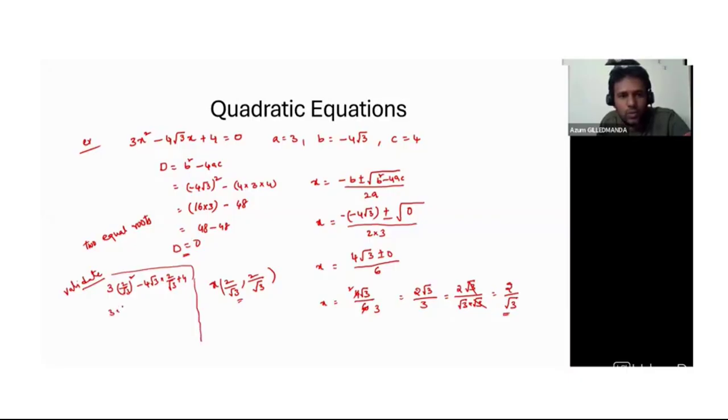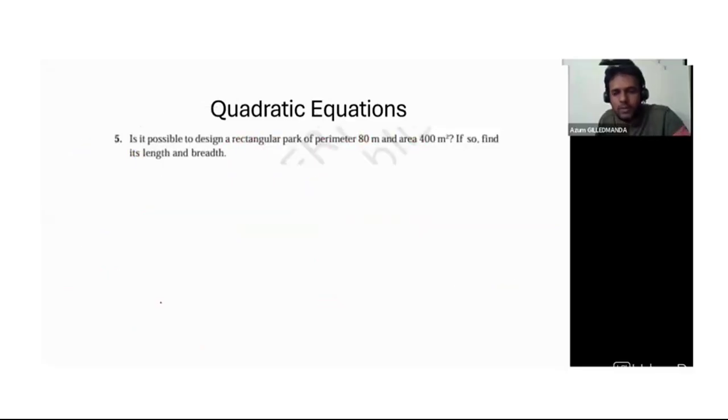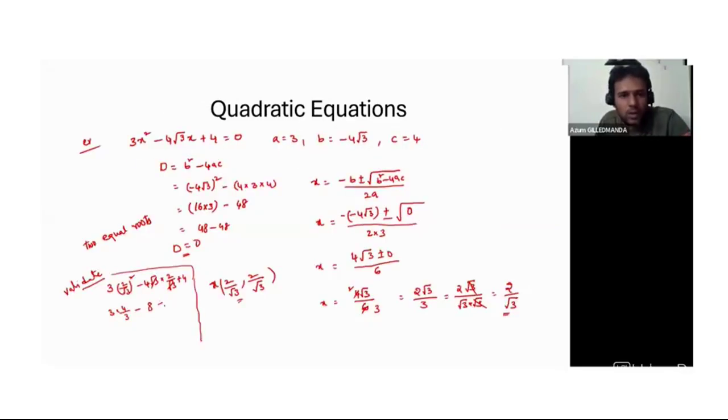So 3 into 4 by 3 minus this root 3 gets cut. 4 into 2 is 8. Bear with me. Plus 4. This is 8. So then 3 gets cut. 4 plus 4 is 8. 8 minus 8 is 0. That means the value we got is correct. So we can say that the root, which is 2 by root 3, that we got for this quadratic equation is correct. Okay, this is how we can solve using formula, quadratic formula.